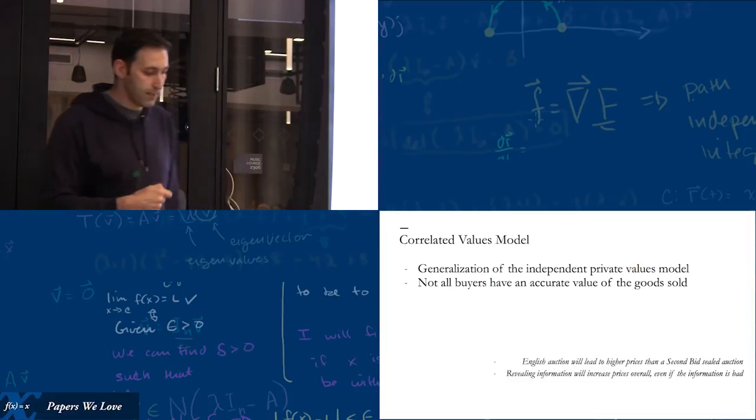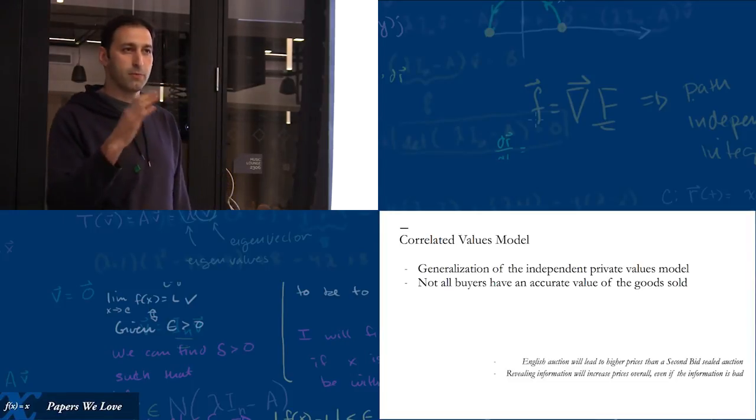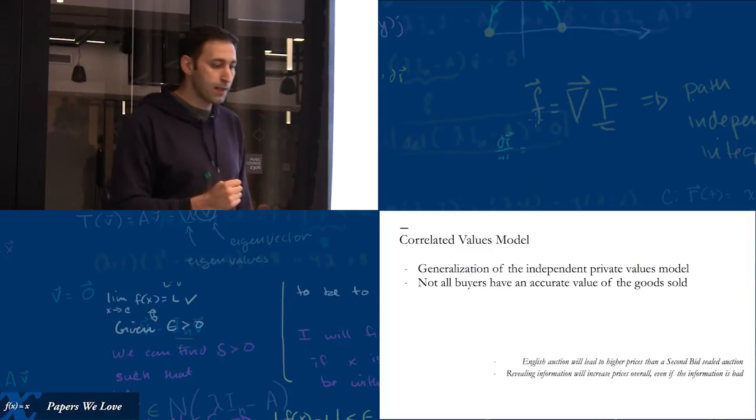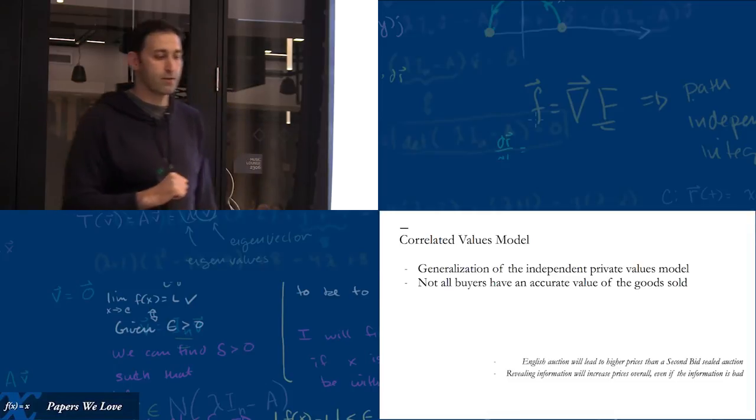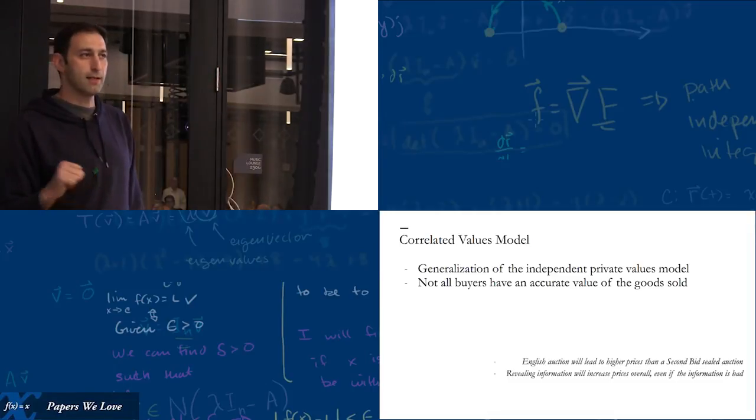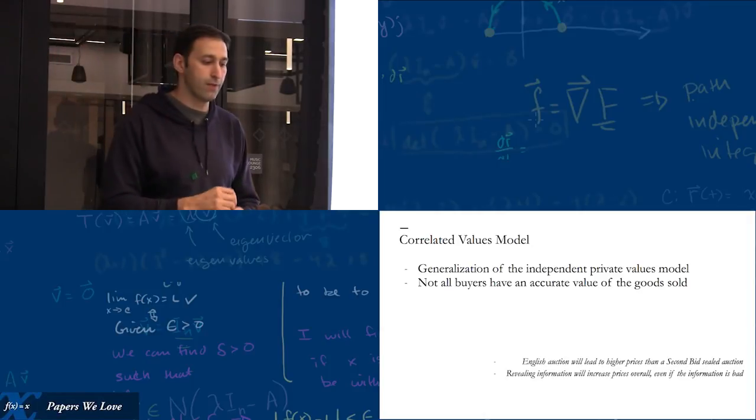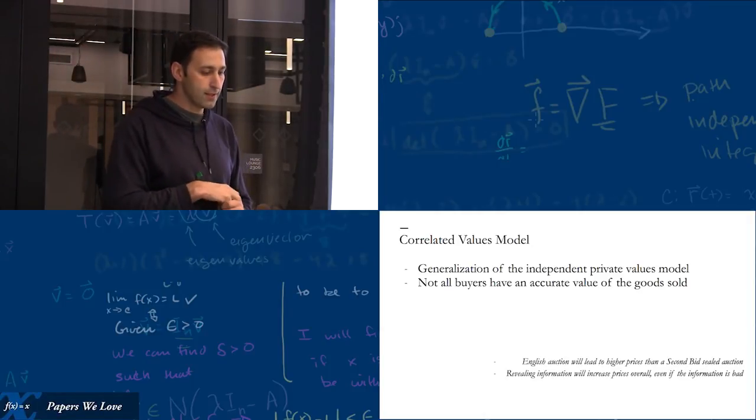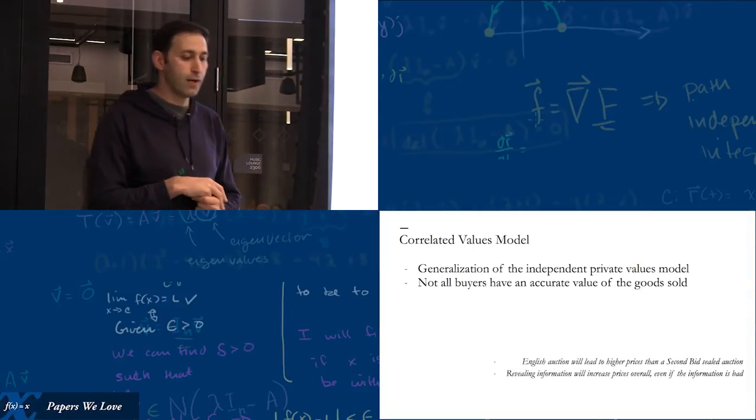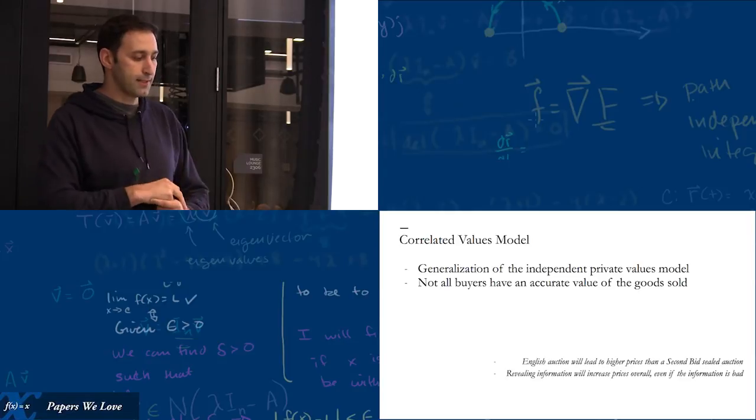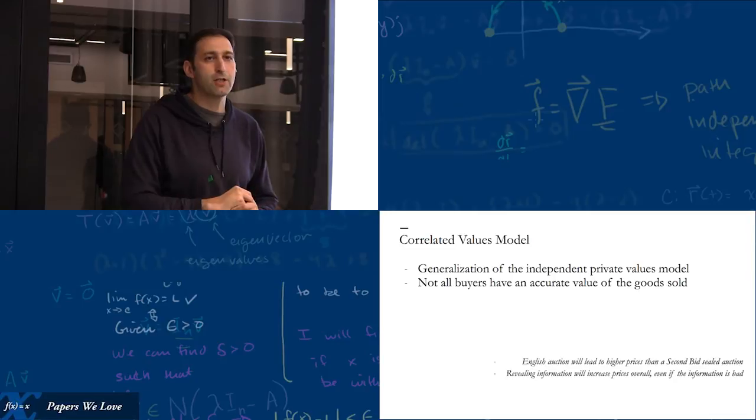And so this only works if the prices are positively correlated, which means they can only go up. It also assumes that not all buyers have an accurate value of the goods sold. That means that we don't actually know what it's worth, or we don't have the common understanding. And so the conclusions of this model are quite interesting: an English auction will lead to higher prices than a second bid sealed auction, and more interestingly, revealing information about the lot.